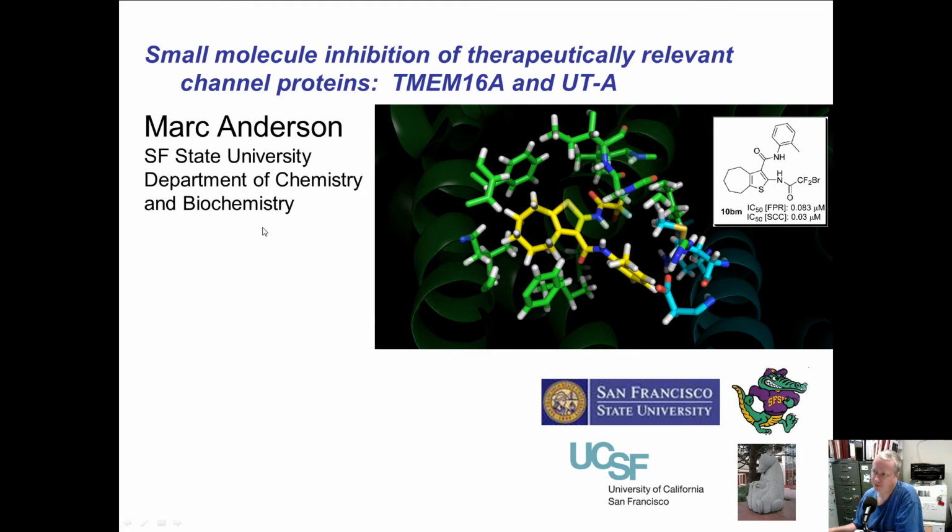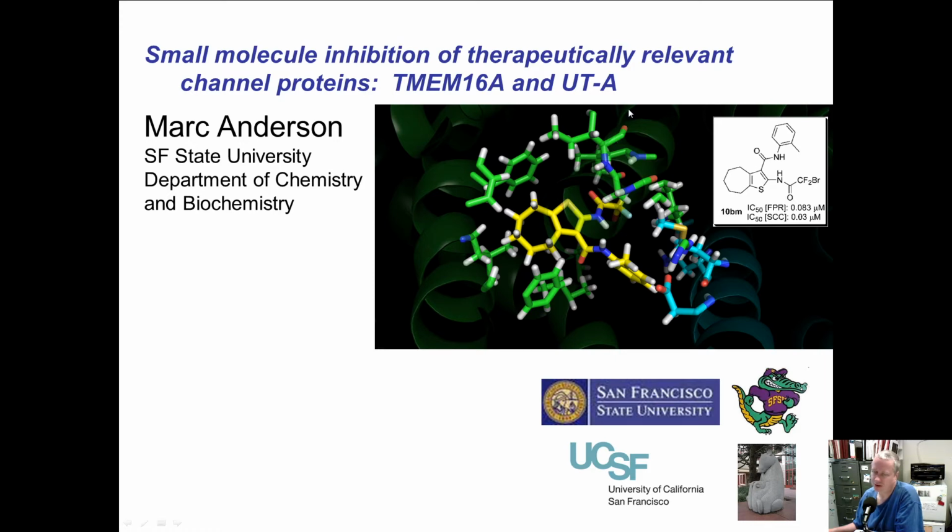In this short presentation, I'm just going to mention TMEM16A and UTA. These are channel proteins that we're interested in. They have potential therapeutic relevance, I guess, diseases that could be treated by inhibiting these proteins. TMEM16A is a calcium-activated chloride channel, so it transports chlorine into the cell. And then UTA is a urea transport protein, and it's used in fluid secretion, and it's a drug target for new diuretic drugs.